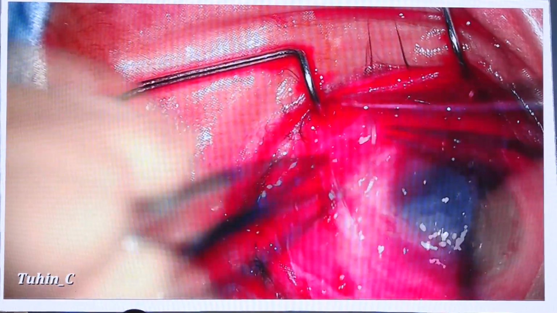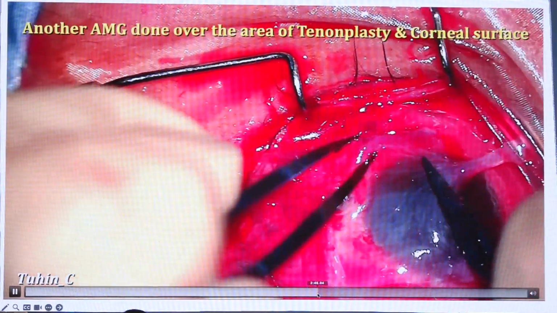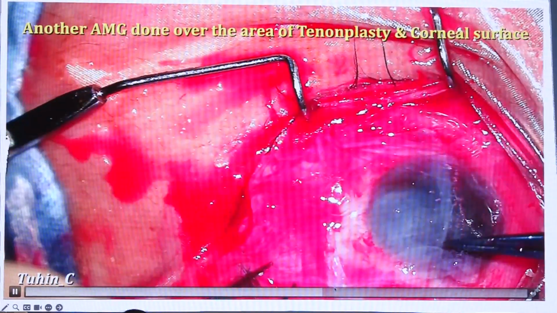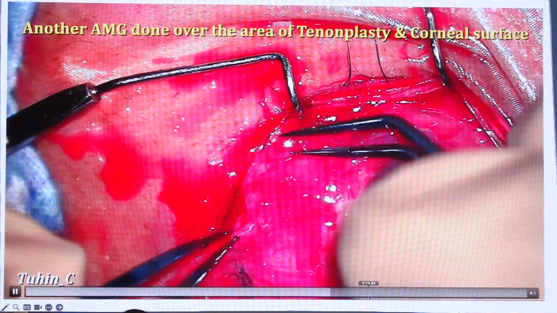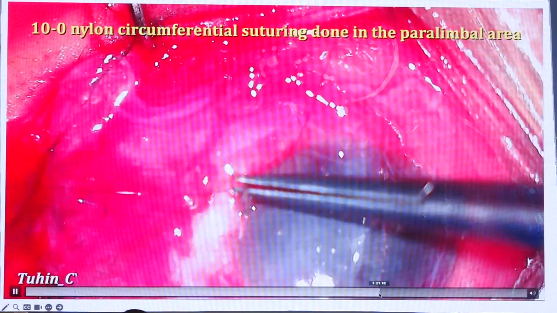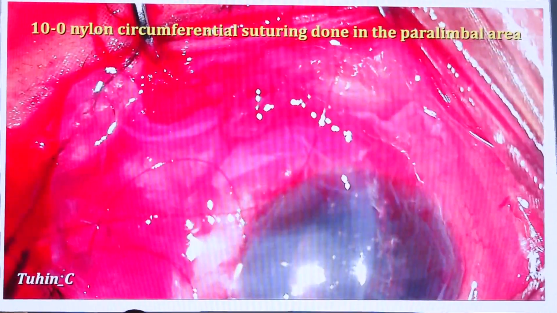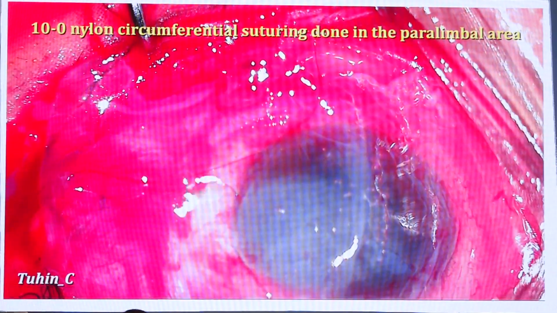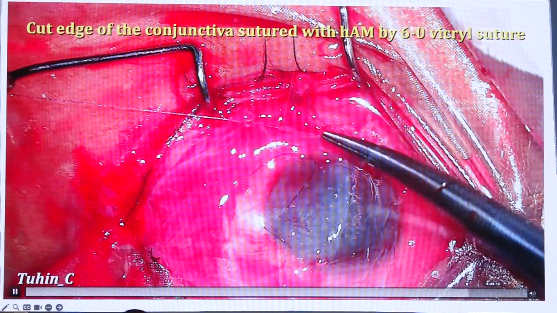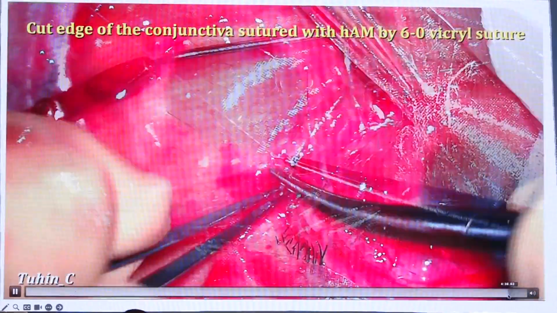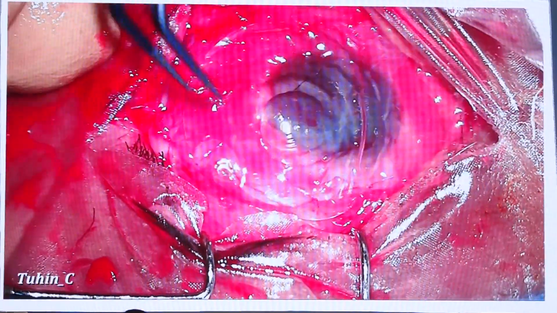Then I am suturing these Tenon's over that amniotic membrane. Then putting another piece of amniotic membrane here. And then the conjunctival defect will be sutured. In all these cases, we have to put bandage contact lenses.